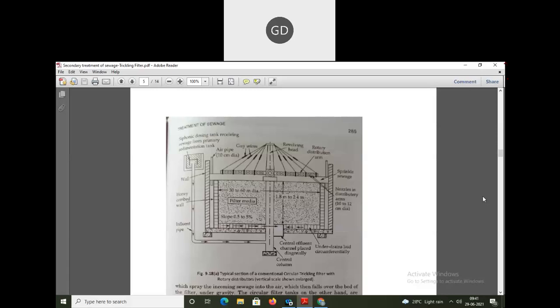So now you have the idea of how the trickling filter works. You have seen the rotary distributors and also the wires. As a whole, you have seen the trickling filter.